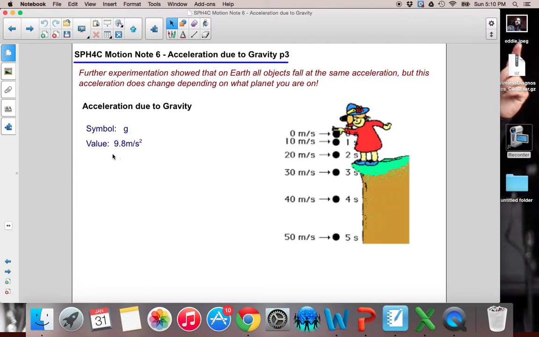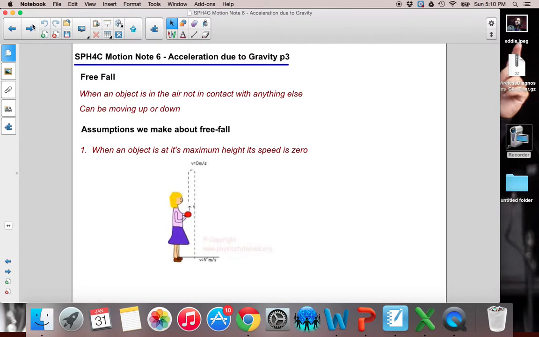Okay, so this is a very important number in the course. 9.8. Everything's times 9.8. So we always talk about the idea of free fall. And free fall means when an object is in the air, not in contact with anything else, and we assume no air resistance. And it can be moving up or down. So everything that we do in class, when something's in the air, not being held by anything, that's free fall. And it doesn't matter which direction it's going, okay?